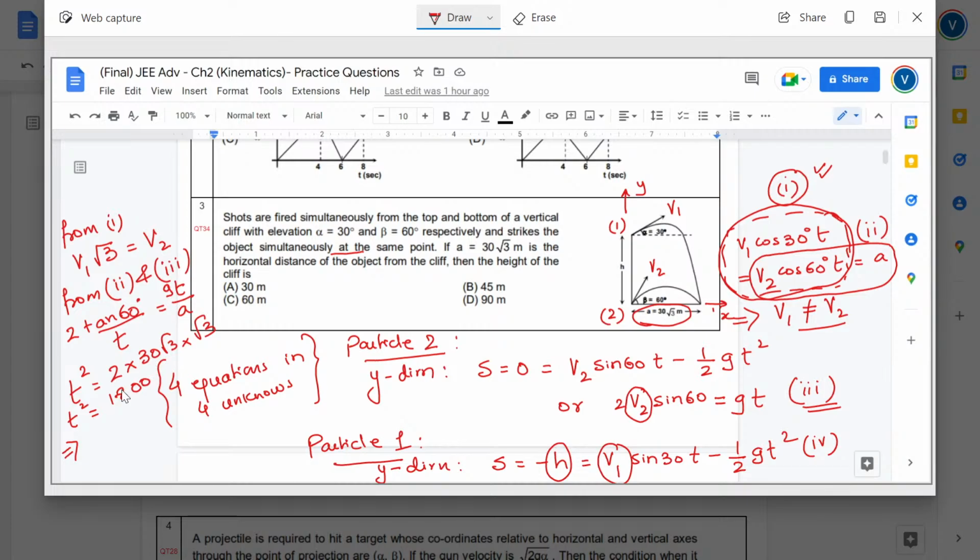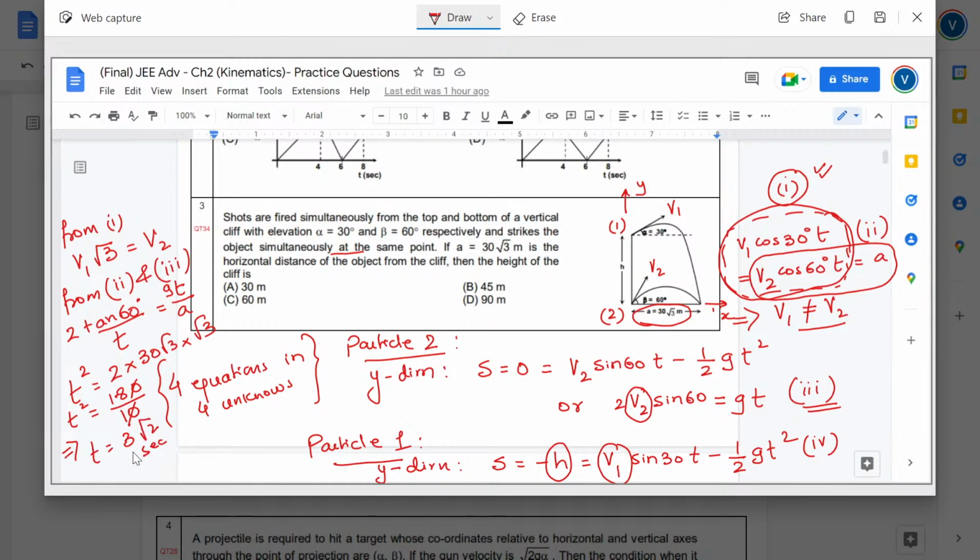A is given to be 30 root 3. And tan 60 is simply root 3, right? Sin 60 by cos 60, sin 60 is root 3 by 2, cos 60 is 1 by 2. So t square, sorry, not multiplied here, it is going to be divided, so it will be this divided by 10. So t square will be 18, right? So t will be 3 root 2.